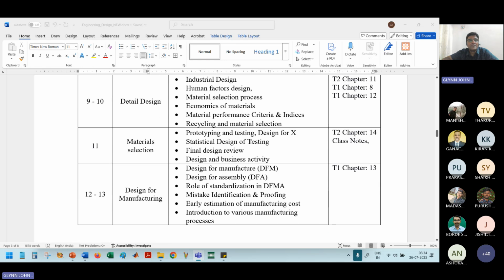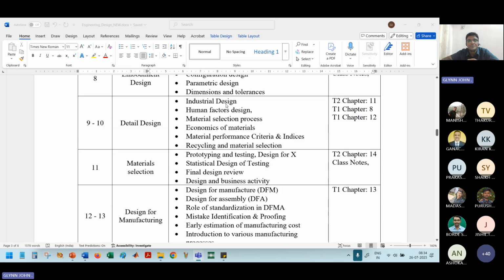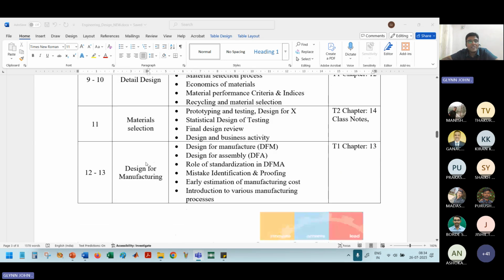Then the remaining topics: detailed design, material selection. Under detailed design, you'll go through industrial design as a process, some design validation methods. Then after that, you have material selection. Of course, the material selection has to be done at the beginning, but this topic is covered in detail, so it is coming as a separate topic, as a separate lecture.